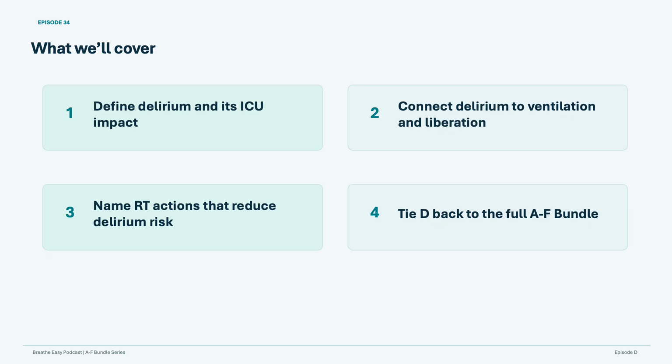By the end of this episode, we should be able to define delirium, describe why delirium affects ventilator management, identify respiratory therapist interventions that support prevention and management, and explain how delirium assessment fits into the full A through F bundle. The goal is not to turn respiratory therapists into delirium experts. The goal is to connect what we already do at the bedside with better brain, lung, and recovery outcomes.